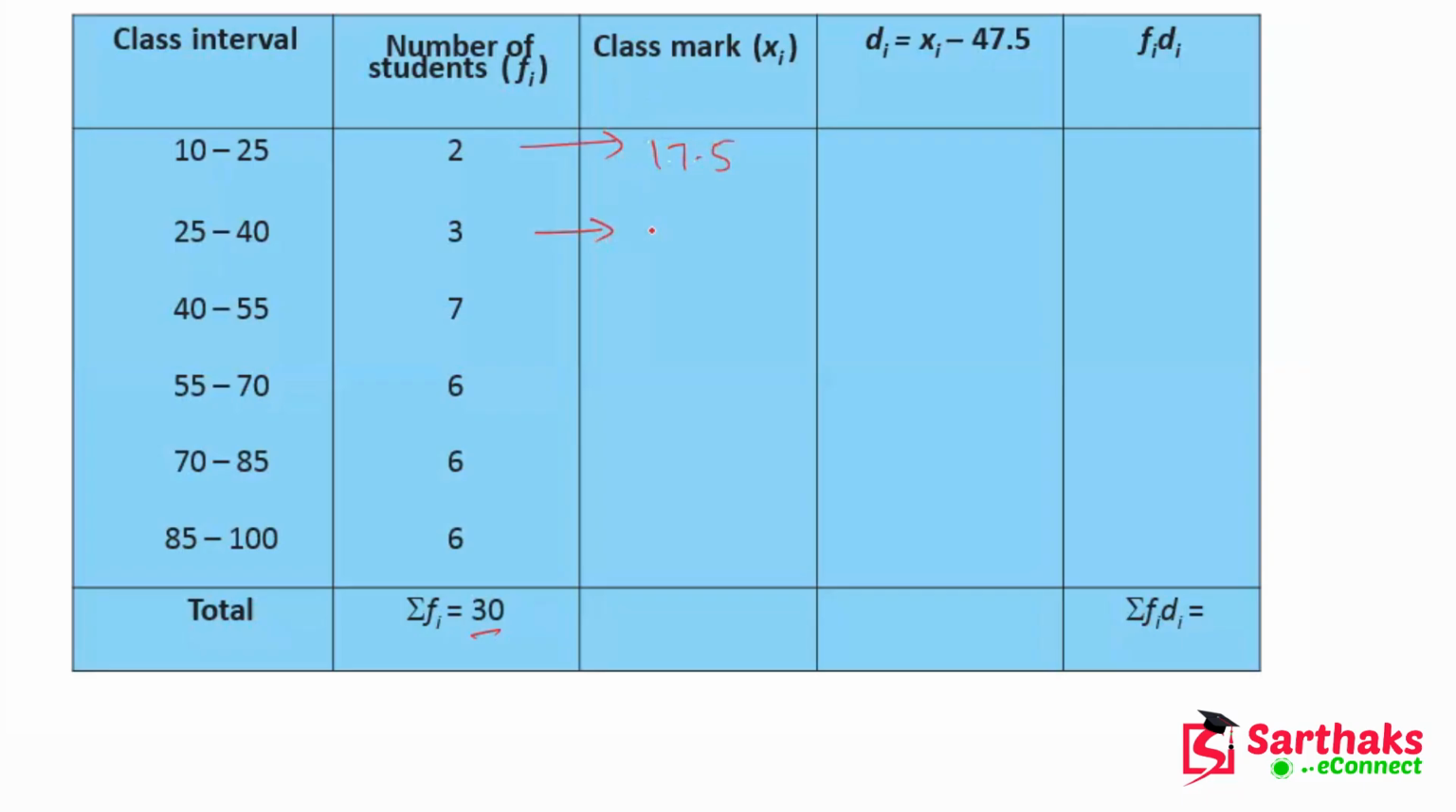This will become 32.5, because this is the midpoint of this interval. Now the midpoint of this interval we get 47.5. The midpoint of this interval we get 62.5. I hope, my dear friend, you understand this question.